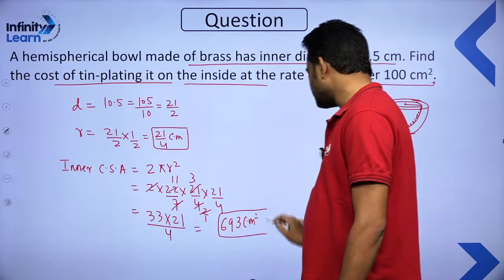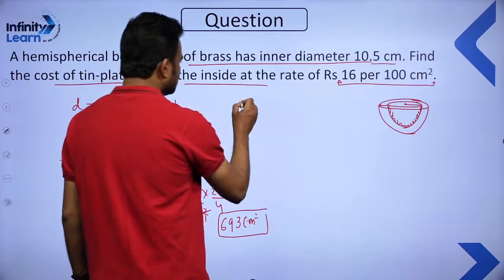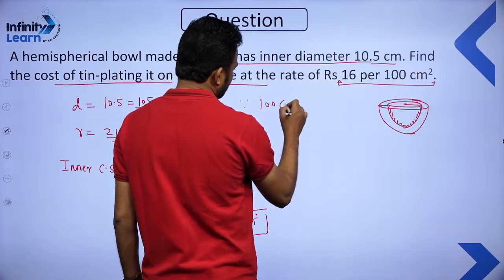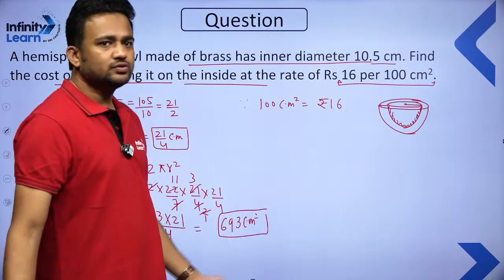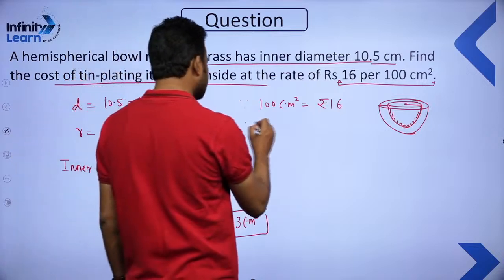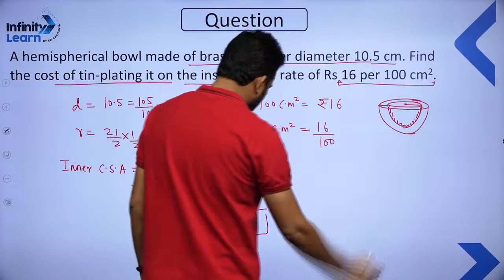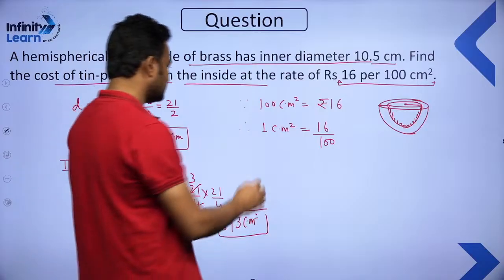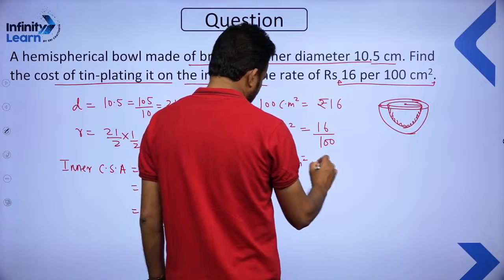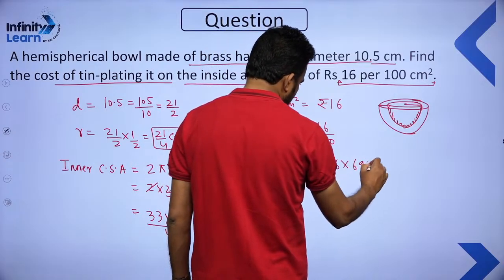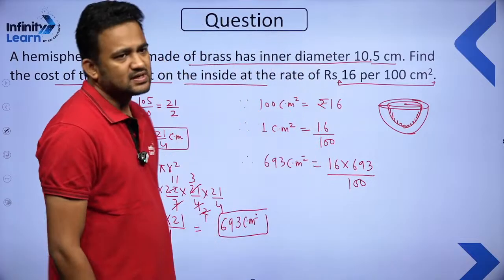So we have to find the cost of this much area. And what is given? The cost of 100 centimeter square is rupees 16. This is given in the question. Use the unitary method. So what will be the cost of 1 centimeter square, guys? Cost of 1 centimeter square is 16 by 100. Now find the cost of 693 centimeter square. So cost of 693 centimeter square will be 16 into 693 divided by 100, and this will be in rupees. So please simplify this and you will get the right answer.